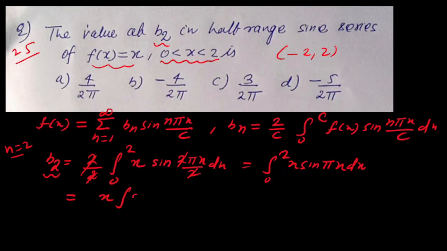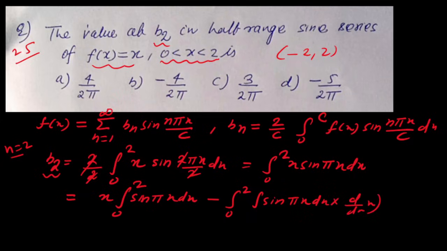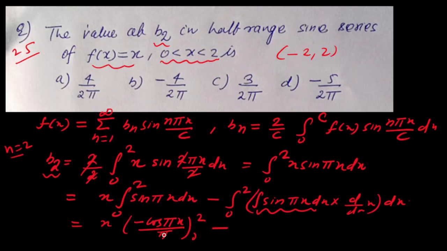X integration of sine pi x dx, limit is 0 to 2, minus integration 0 to 2 integration of sine pi x dx into d by dx of x, and then we integrate this entire thing. So I will get x integration of sine pi x will give me minus cos pi x by pi, limit is 0 to 2, and here I will get minus, and this will give me what? This will give me minus cos pi x by x.